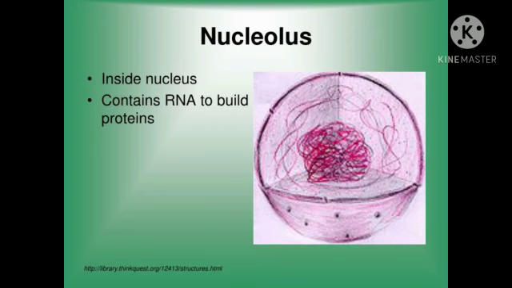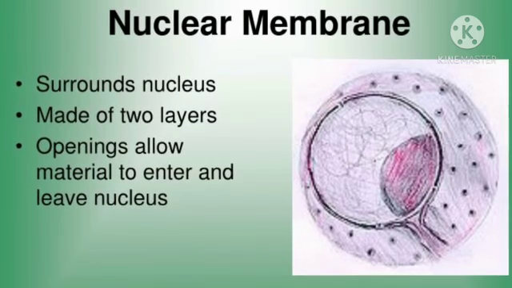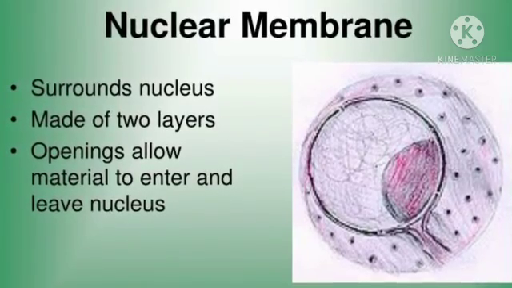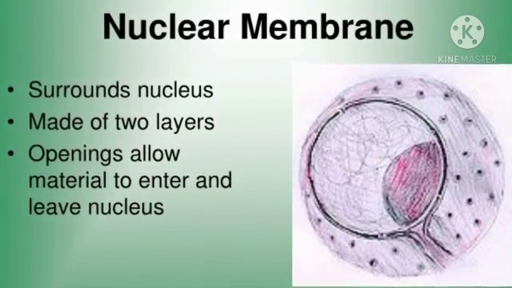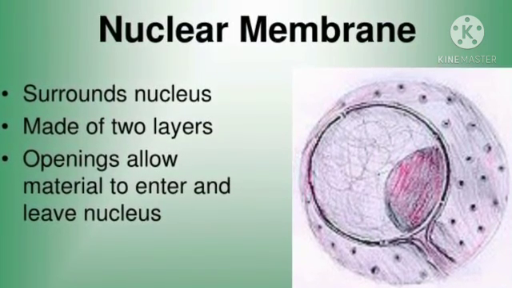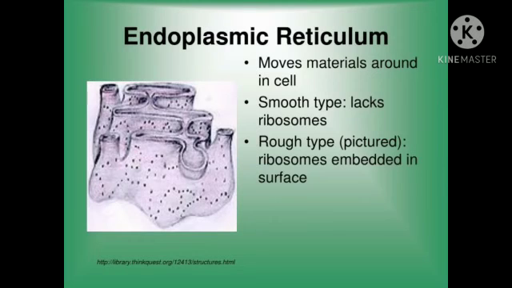Next topic, we are going to see nuclear membrane. It surrounds the nucleus, made up of two layers, with openings that allow material to enter and leave the nucleus. That is the nuclear membrane. Next, we are going to see endoplasmic reticulum. It moves material around in the cell. Smooth type lacks ribosomes. Rough type has ribosomes embedded in its surface.